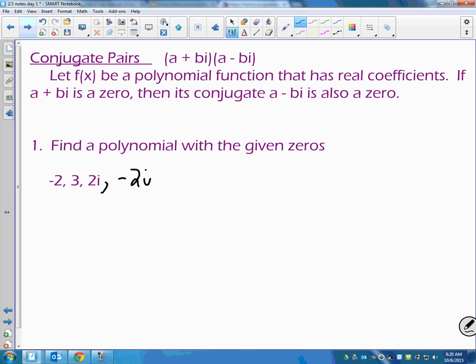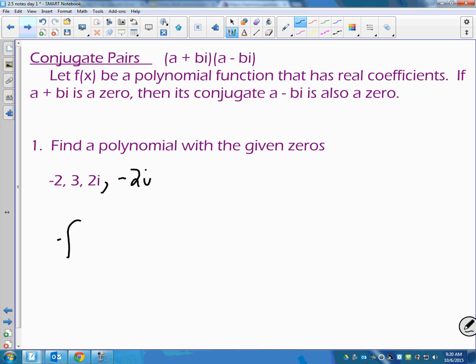-2i. If you forget that, when you multiply this all out, there will be i's in your answer, right? Think about every polynomial function you've ever seen. It has real coefficients. There should be no i's in it. So that's step 1. Know that. And now you just get to do a whole bunch of multiplying, right?